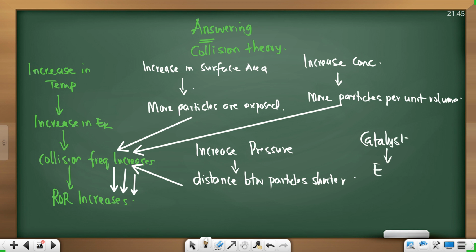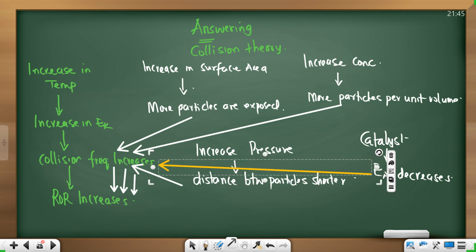Okay, catalyst. What happens? Activation energy decreases, and collision frequency increases. I don't know if this makes sense, guys. Talk to me. Did it make sense? You would notice that the last 2 points are the same.